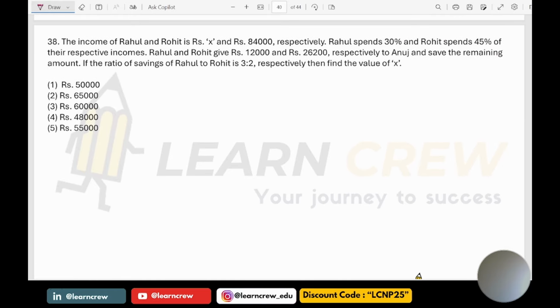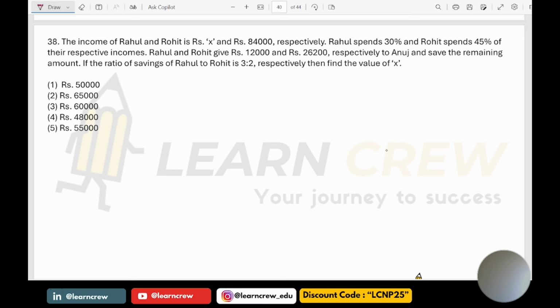Next, question number 38. The income of Rahul and Rohit are X and 84,000 respectively. Rahul spends 30% and Rohit spends 45% of their respective incomes. Rahul and Rohit give 12,000 and 26,200 respectively to Anuj and save the remaining amount. If the ratio of the savings of Rahul to Rohit is 3:2, then what is the value of X?